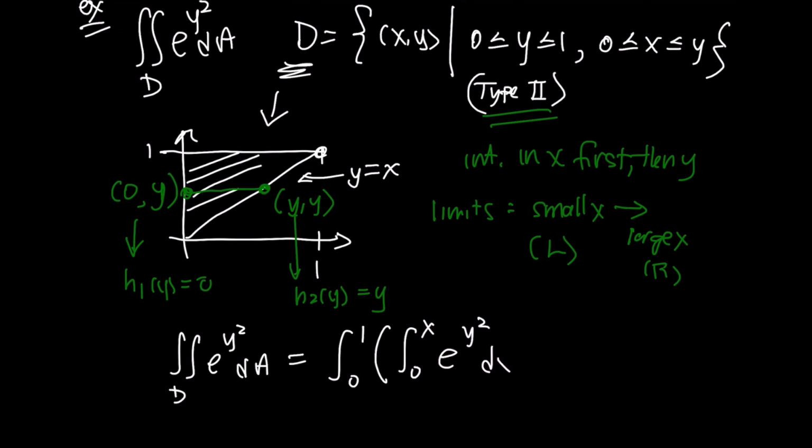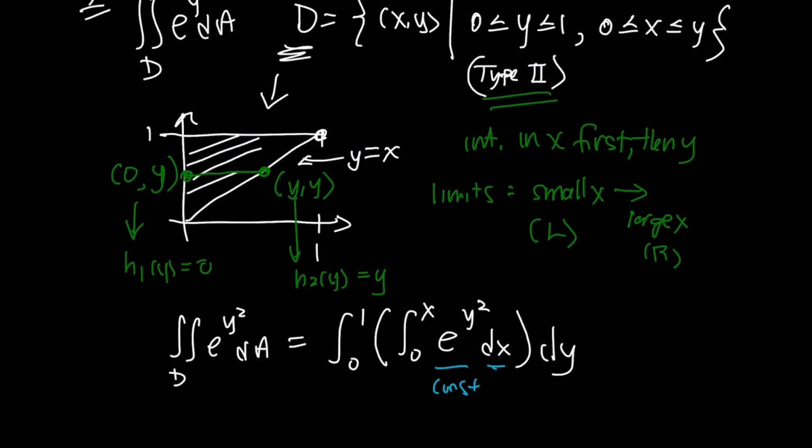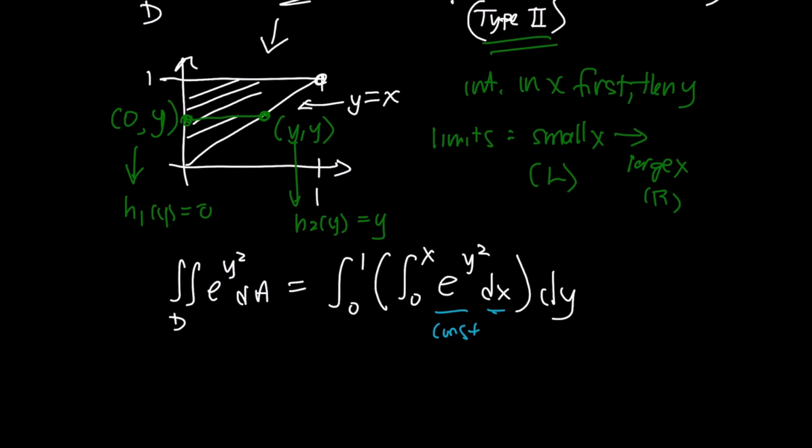Now note, this function e to the y squared is a constant with respect to x. That's really, really handy because there is no antiderivative formula for e to the y squared if we're integrating with respect to y. That sort of mindset will help us a little bit later on in other examples.